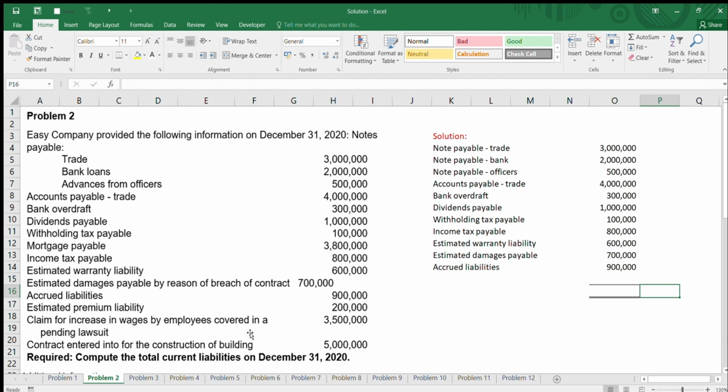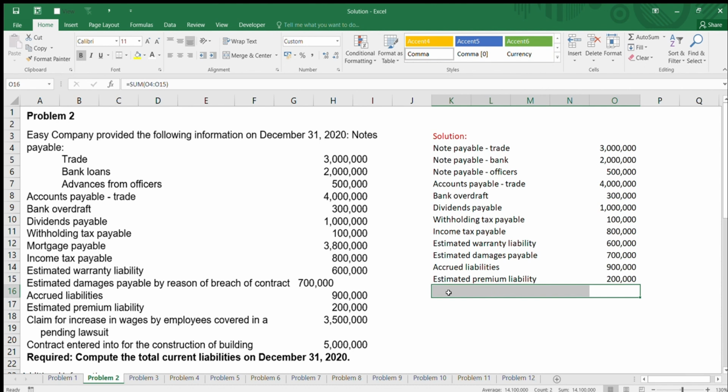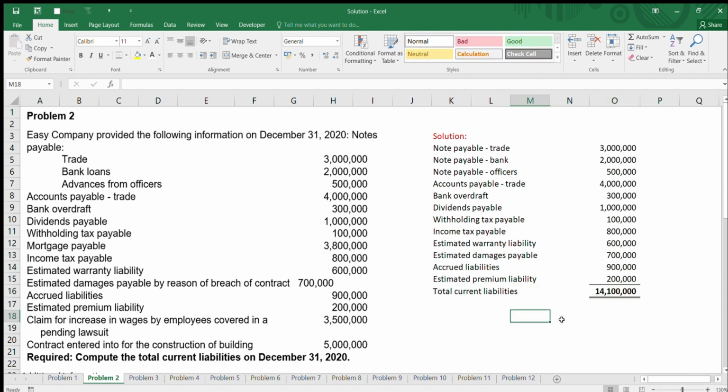Next, that leaves us with estimated premium liability for 200,000. We mentioned this in our previous video. Premiums are part of your current liabilities. So, all in all, the total is 14,100,000. There are additional notes here and the MCQ, just check the file.